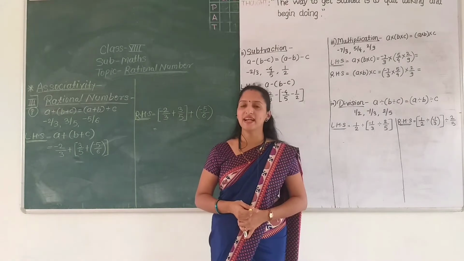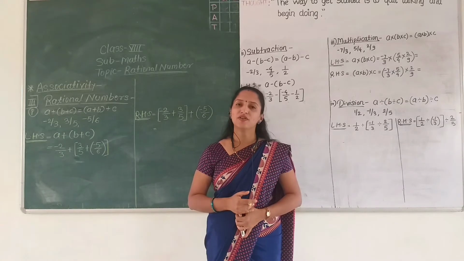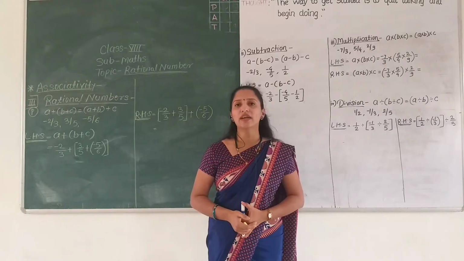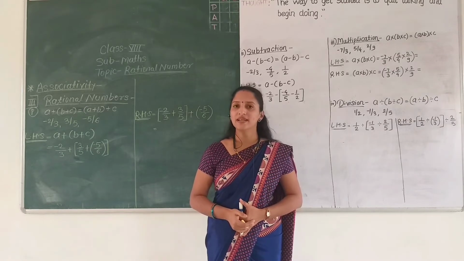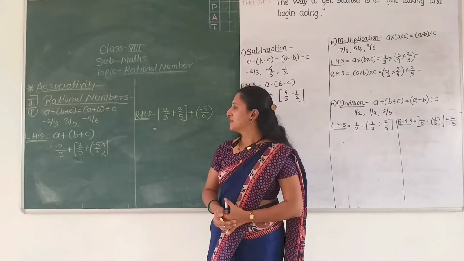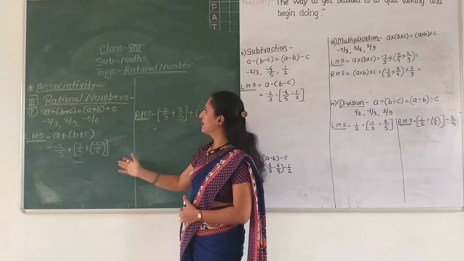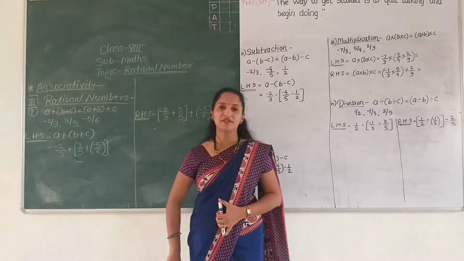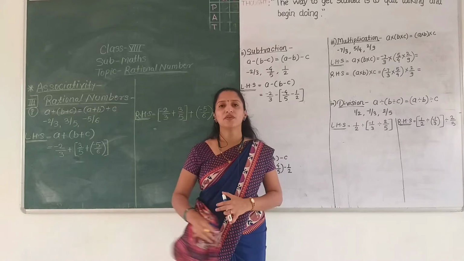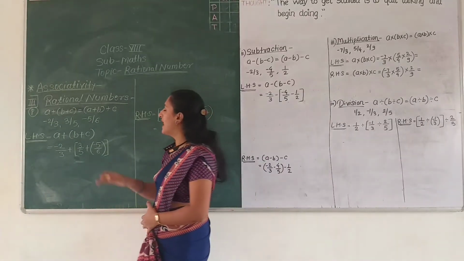This property says that when three or more numbers can be grouped to perform a mathematical operation in any order, it does not affect the answer. Okay, so let us see the associativity property for rational numbers. We have to discuss all the mathematical operations, addition, subtraction, multiplication and division, and whether they are associative for rational numbers or not. Okay, so let us start with addition.